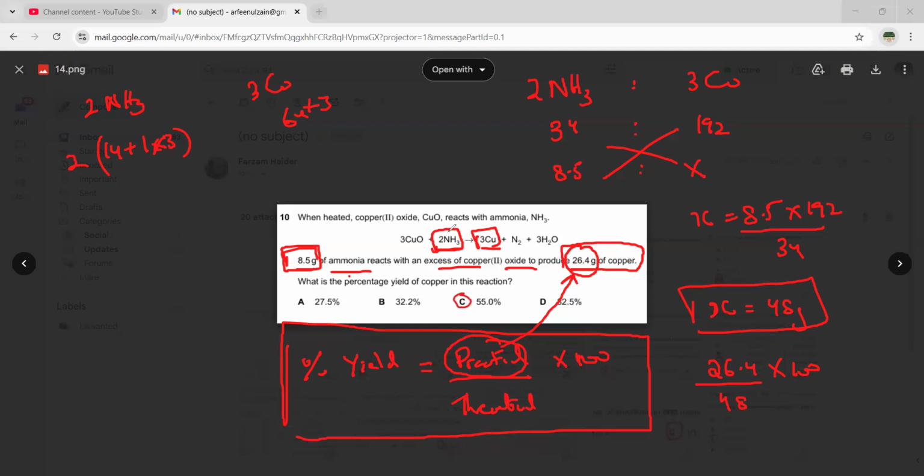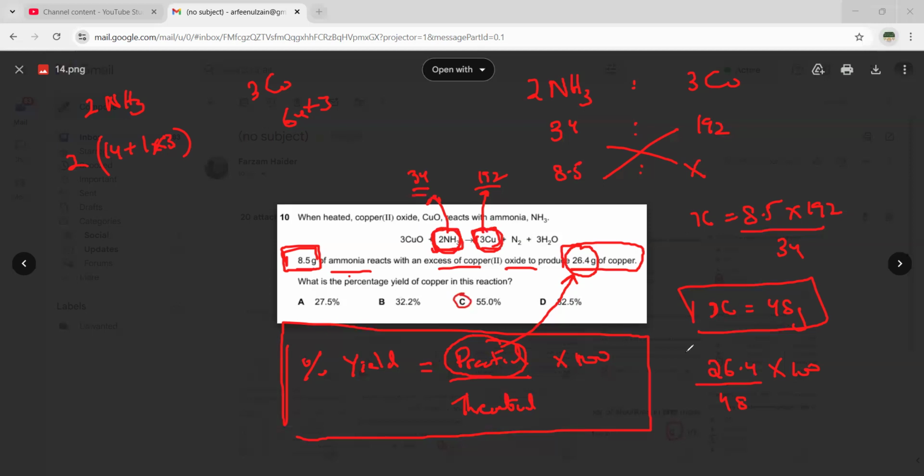So this ammonia was 34, the total mass, and the copper was 192. So how will I take the ratio? I will just take a ratio of the mass. According to the equation, 34 should give us 192. And how will I get the mass? You will use the periodic table. You have the mass of nitrogen, hydrogen, and copper in the periodic table. So you can work out the total mass of this, and you can also work out the total mass of the copper.